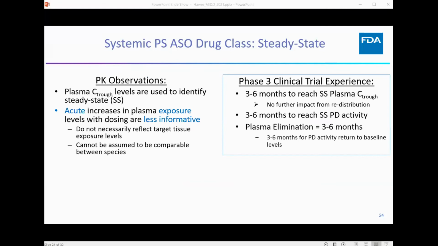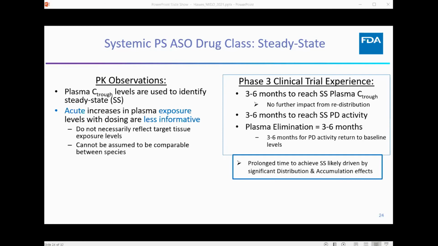In fact, steady state levels are often not achieved until phase 3 clinical trials because it can take 3 to 6 months to achieve the steady state plasma C trough, at which point there is no longer further impact from drug redistribution. Consistent with this, it also takes 3 to 6 months to achieve steady state pharmacodynamic activity, 3 to 6 months to complete plasma elimination, as well as 3 to 6 months for pharmacodynamic activity to return to baseline levels. So this also becomes very challenging in determining the best clinical doses prior to the time to submit a new drug application.